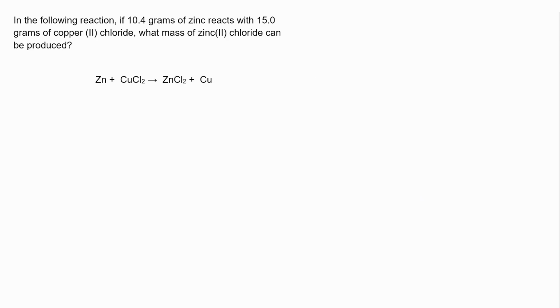For this first problem, in the following reaction, if 10.4 grams of zinc reacts with 15 grams of copper 2 chloride, what mass of zinc 2 chloride can be produced? So here we have our chemical reaction below, or this is our recipe, where an atom of zinc is reacting with a molecule of copper chloride, or CuCl2, and producing zinc chloride and copper, where we have 10.4 grams of zinc, and then we also have 15.0 grams of copper 2 chloride.